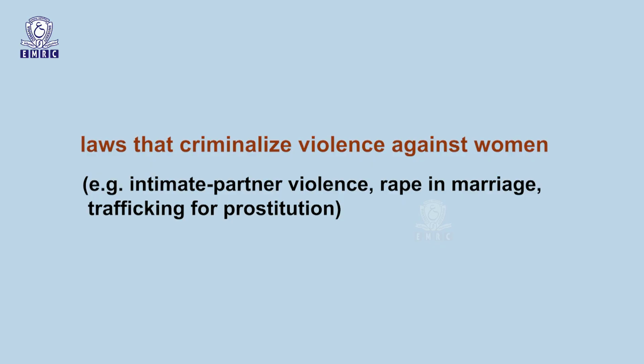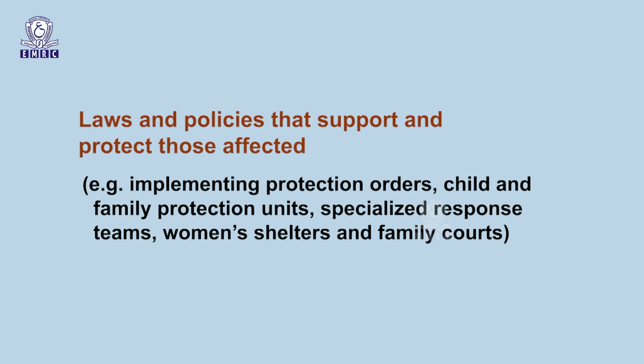Significant changes are also underway worldwide to strengthen national laws and policies. Among them are laws that criminalize violence against women, that is, intimate partner violence, rape in marriage, trafficking and forced prostitution. Laws and policies that support and protect those affected, for example, implementing protection orders, child and family protection units, specialized response teams, women's shelters and family courts, are improving the response of police and other criminal justice officials towards cases of violence against women and improving women's rights in marriage, divorce, property ownership, inheritance and child support.